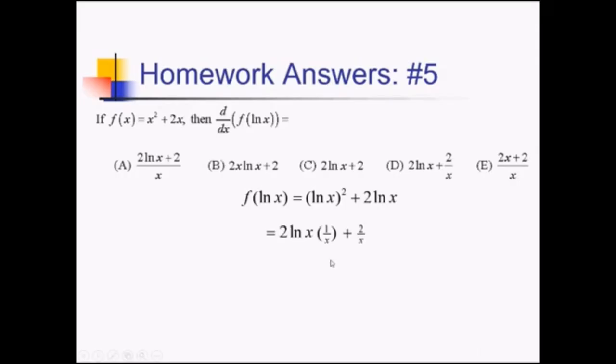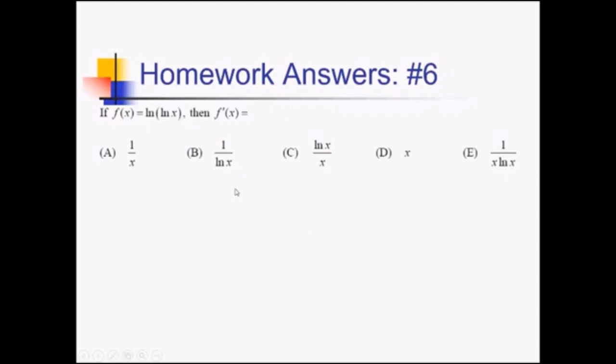Does that match any of the answer choices? Well, this first term, I guess you could think of as being 2 ln of x over x. And that gives us a common denominator with this other one. So we could say 2 ln of x plus 2 over x, combine them, and then that's going to give us answer choice A.